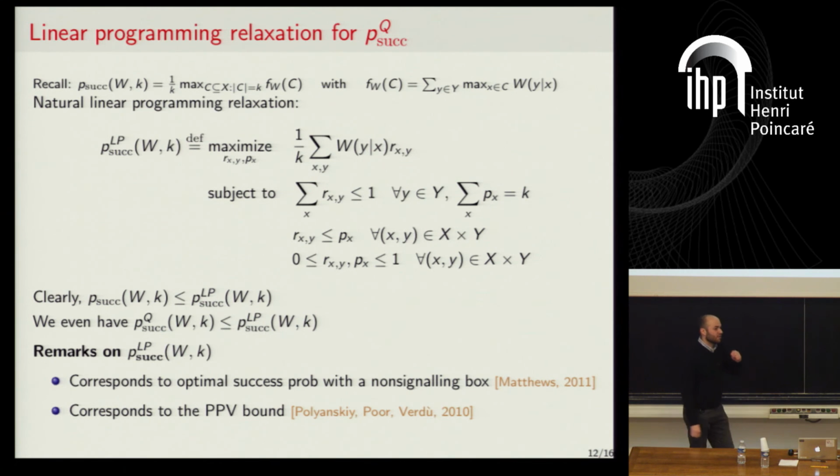This is just saying that it's a relaxation. And in fact, you can prove that this relaxation is even a relaxation of the quantum version. So the quantum success probability is also upper bounded by this LP.